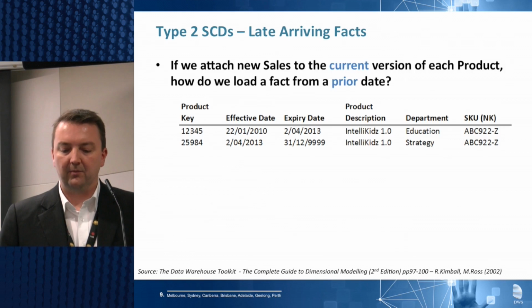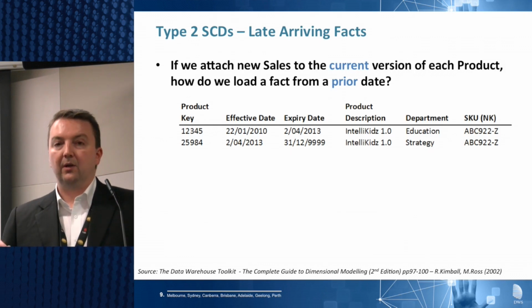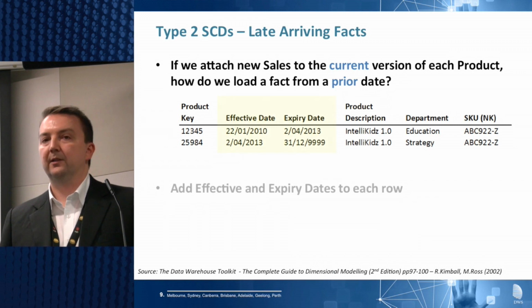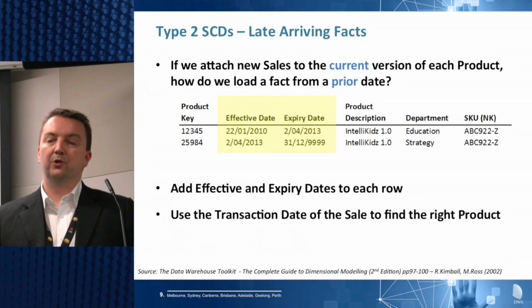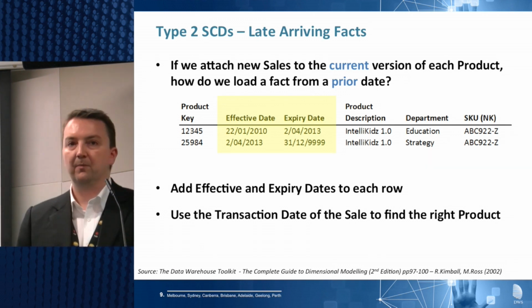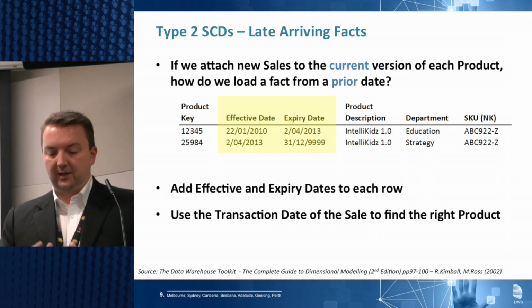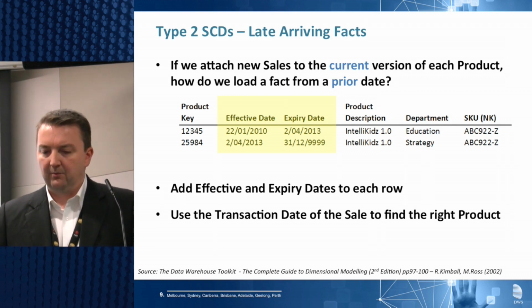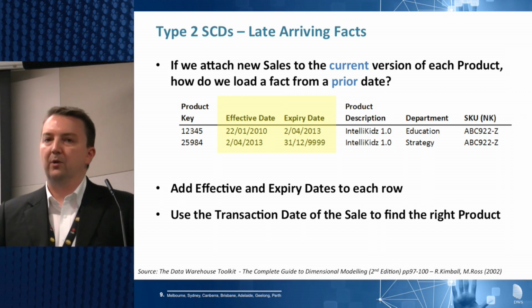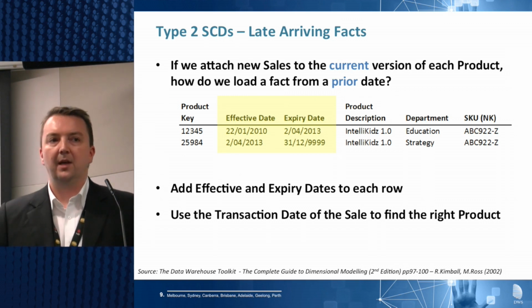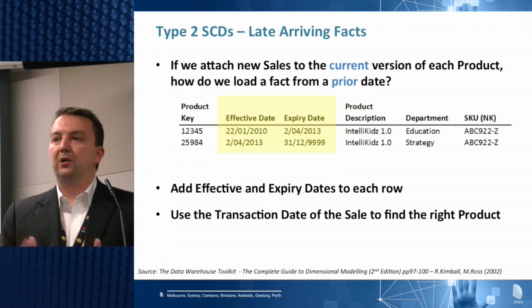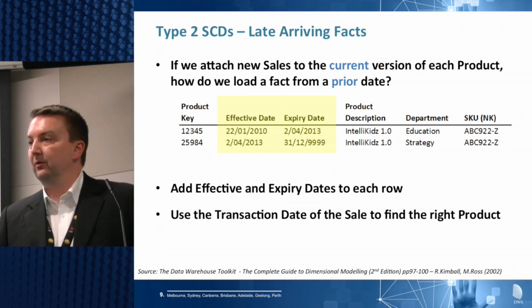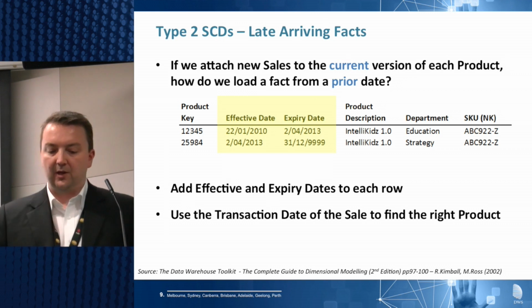But this causes a problem, because with our feed of data, we're assuming all of the sales that come through in our sales fact are new sales, so they should be allocated to the product that rolls up to the strategy department. But what if we got a late arriving fact? What if we missed a file a week ago, and that file was all of the sales from one week ago, at a time when IntelliKids 1.0 belonged to the education department? So having our current row flag is not helping us anymore.